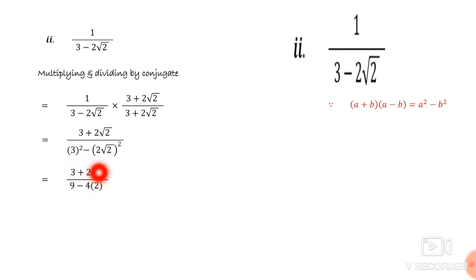will be 9. 2 root 2 whole square. Square of 2 is 4, and square of square root 2 is just 2. Multiply 4 and 2 together, we will get 8. So 3 plus 2 root 2 upon 9 minus 8, and 9 minus 8 is 1, which we will not write in the denominator.